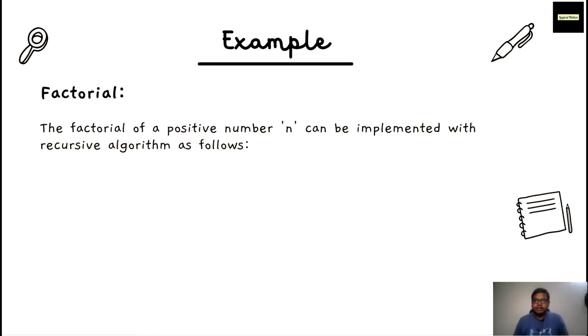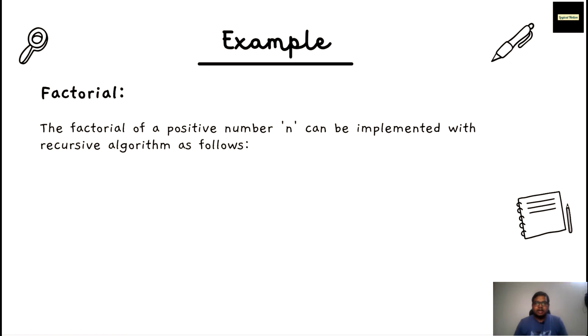Now what is a factorial? Let's understand it this way. Suppose we have a positive number 5, and we need to calculate its factorial. Factorial is nothing but the product of all the numbers less than or equal to the given number. So if we need to calculate the factorial of 5, we will multiply 1 into 2 into 3 into 4 into 5, and the result of all these products will give us the factorial of that given number.